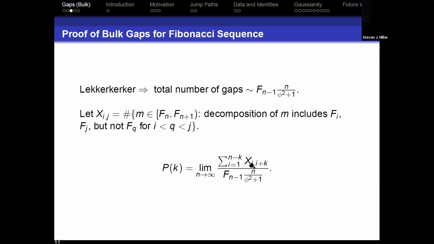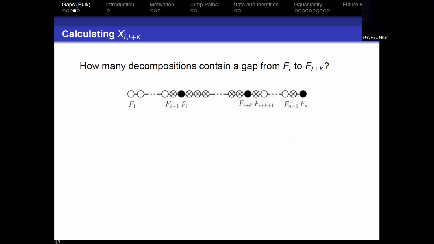To have a gap of length k, you need a starting point. Yes, we start with i. We need to figure this out for each i. What we're doing right now is going to lead to, as you can see from the title of the slide, calculating X_{i,i+k}. We want to know how many numbers between Fi and Fn plus 1 have a gap of length k starting at i.